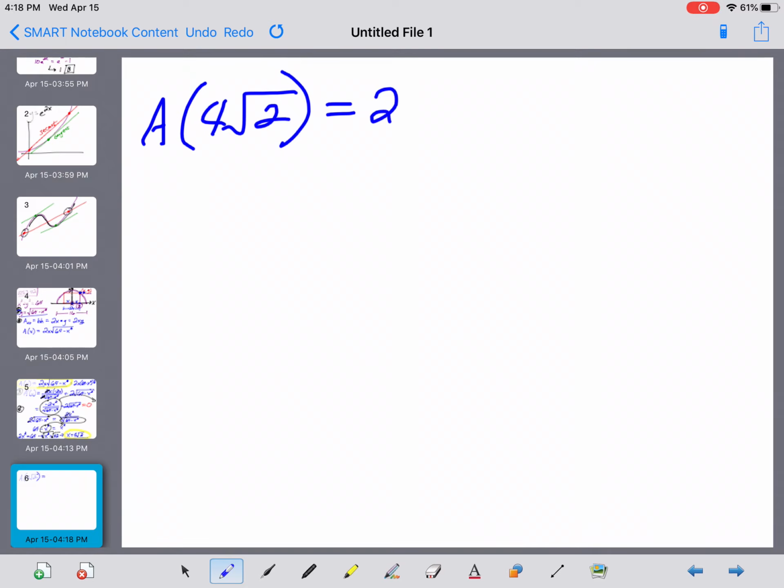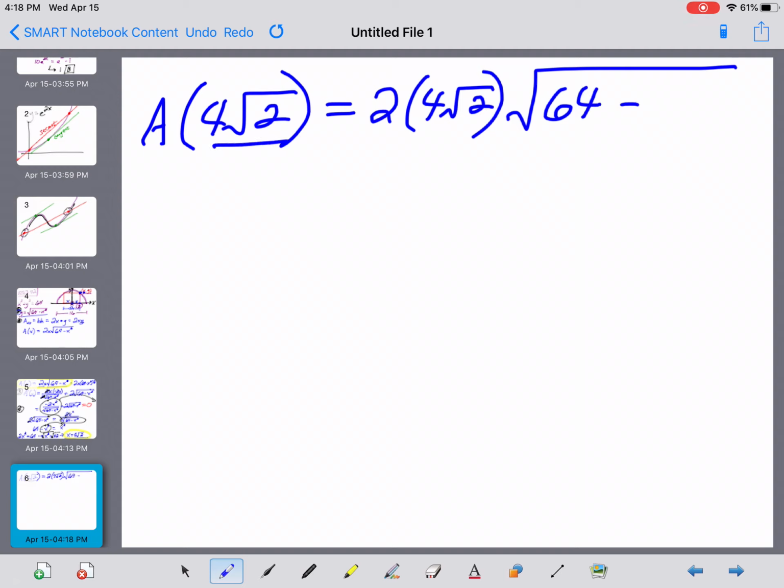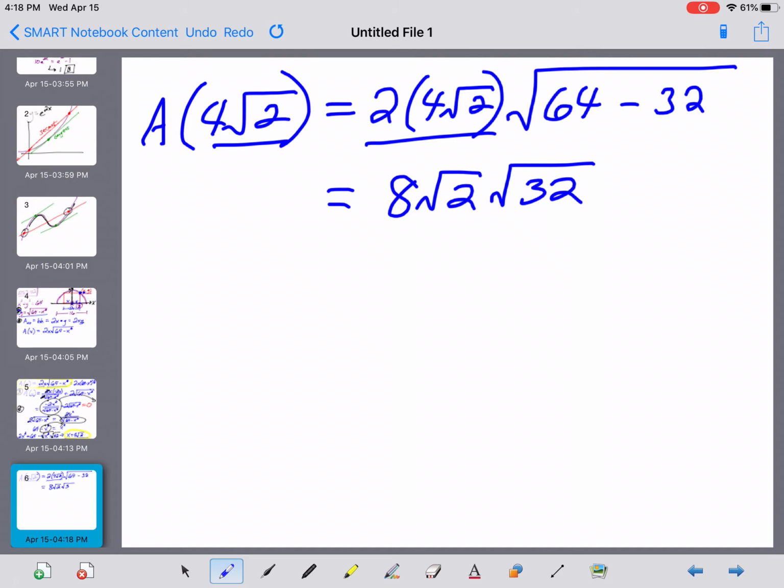So we're going to have a 2, and the x is now going to become a 4 root 2, so there's your 2x, multiplied by the square root of 64 minus, here's your x value, squared. Now the 4 squared is 16, the root 2 squared is 2, that's going to be a 32 right there. All right, so what happens here? The 2 times 4 root 2 is going to give us an 8 root 2. That's going to get multiplied now by the square root of 32.